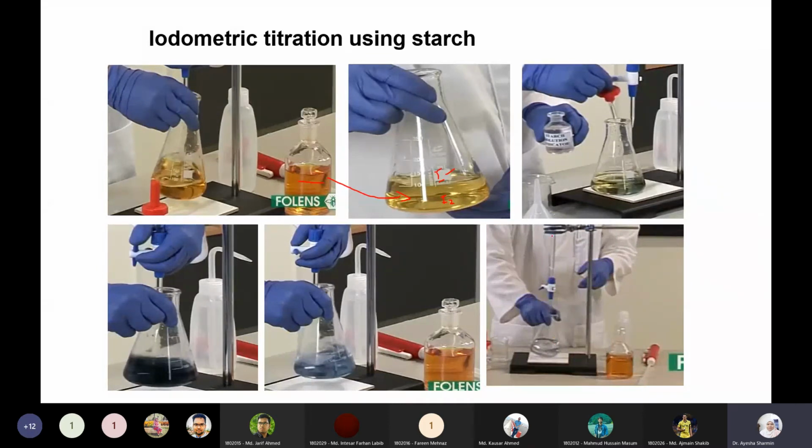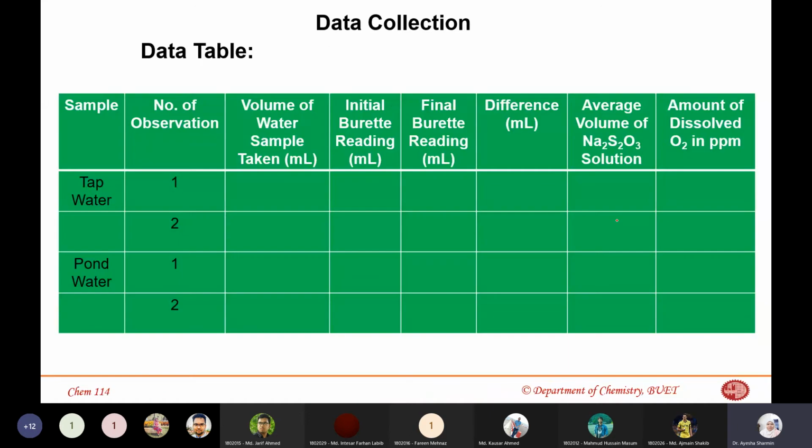And then you take the volume data from the burette, reading the lower meniscus, for the thiosulfate and the final reading. And I'll give you these data later.